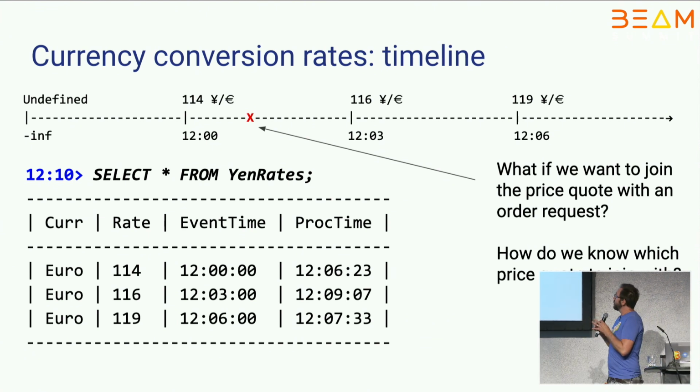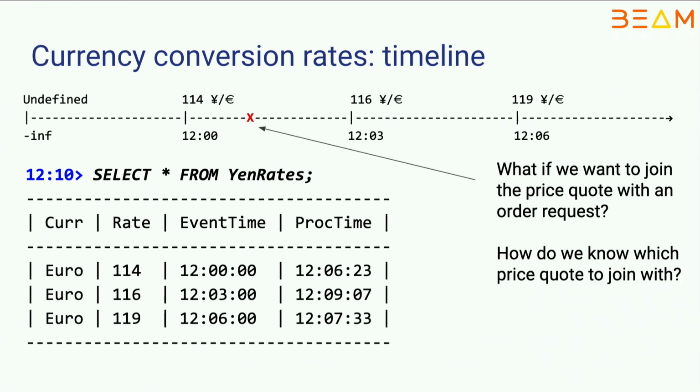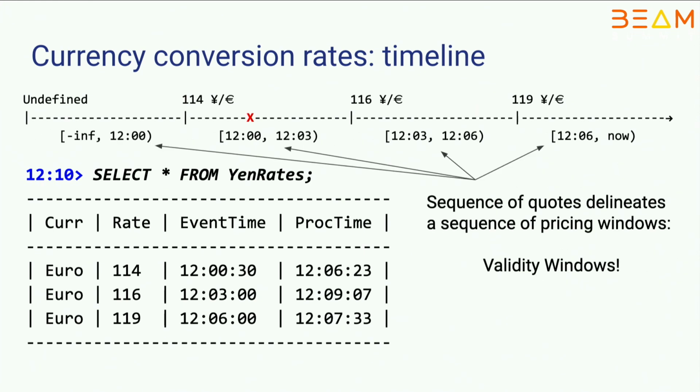So what if we want to join these price quotes with an order request, but the order requests aren't necessarily going to land at exactly the same time as one of the rates? How do we know which price quote to join with? Intuitively, looking at it laid out this way, we can see that, but how do we declare this within our pipeline? Well, this sequence of quotes is effectively delineating a sequence of pricing windows. And this is what validity windows are. They're essentially windows that are defined by points in a timeline.